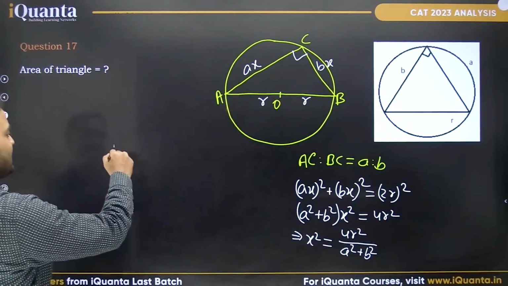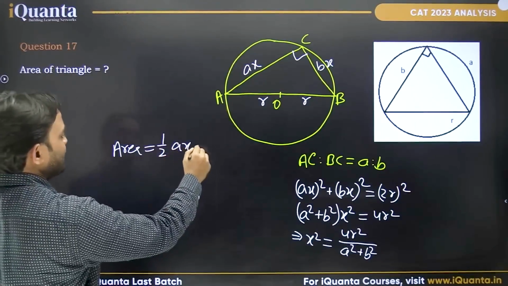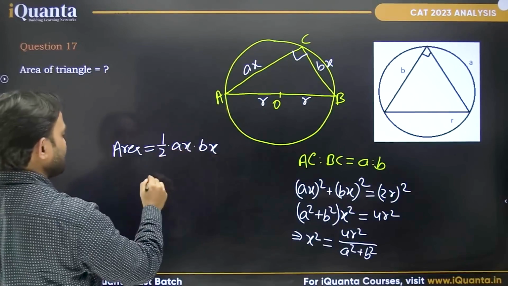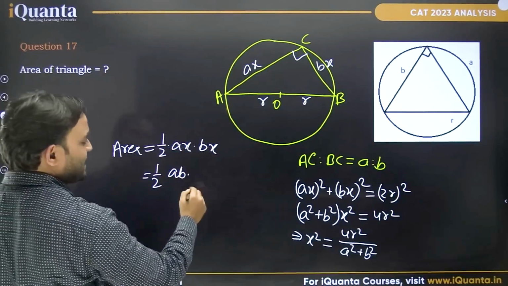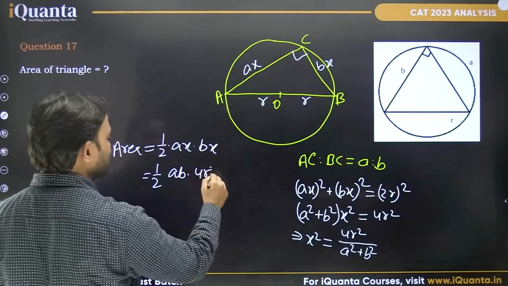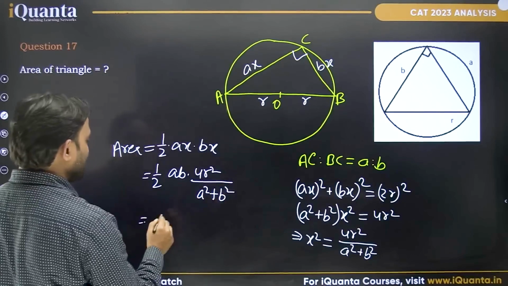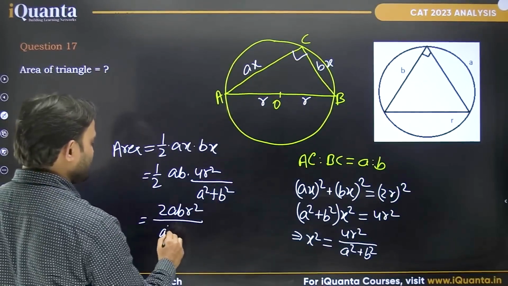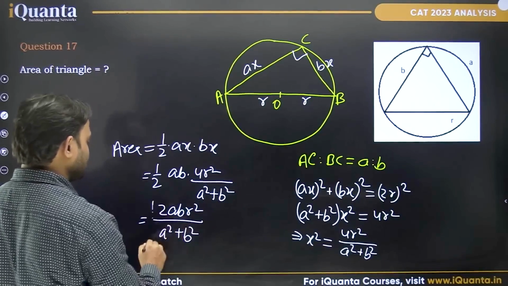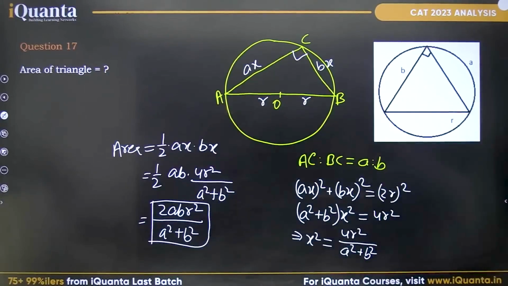Now what will be the area? Area will be equal to half into AX into BX. This will be the area. So half into AB into X square. Instead of X square, you can write 4R square upon (A square plus B square). So finally we get 2ab R square divided by (a square plus b square). That's the final answer for this question.